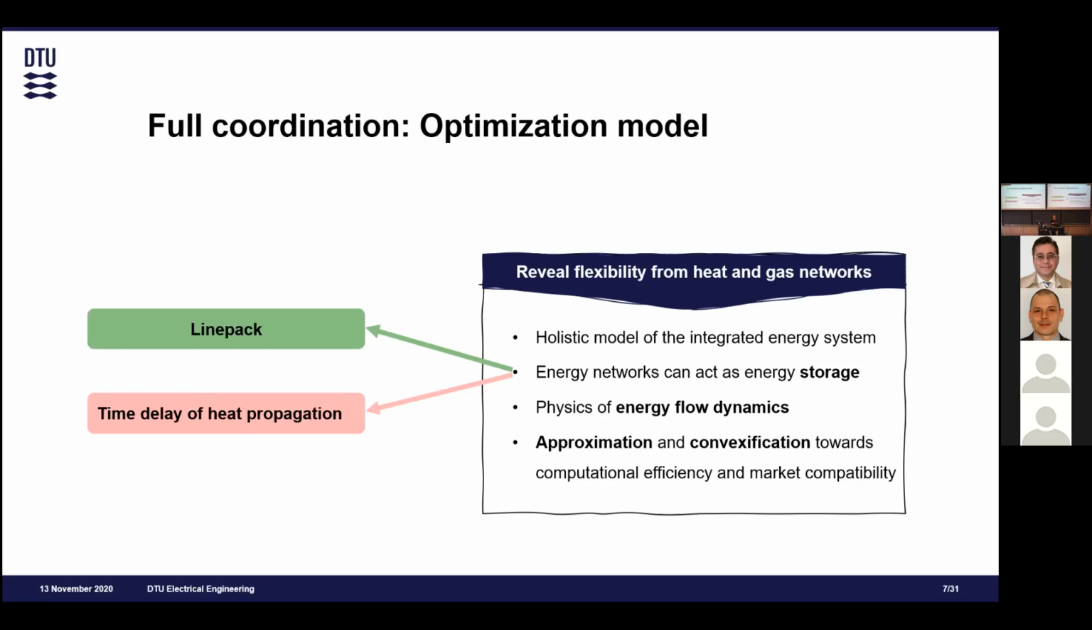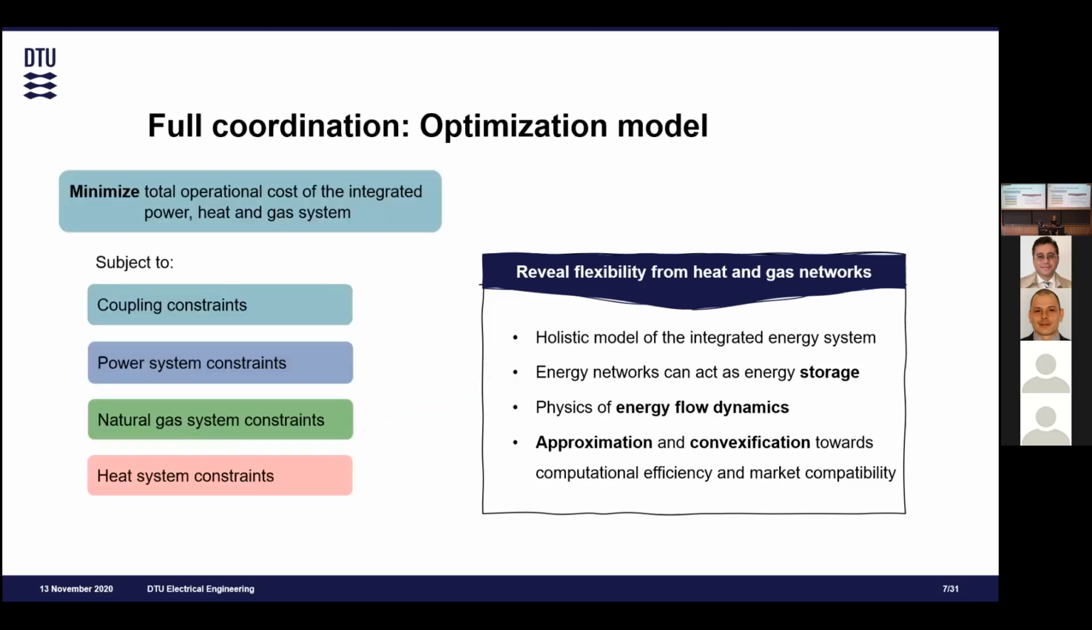And especially when both inlet temperature and mass flow rates are control variables, this allows us to optimize the energy that can be stored in the district heating network. In general, it's quite complex to holistically model the integrated energy systems while accounting for the specific flow dynamics of each specific energy network. So we use approximation and convexification approaches towards computational efficiency and also market compatibility.